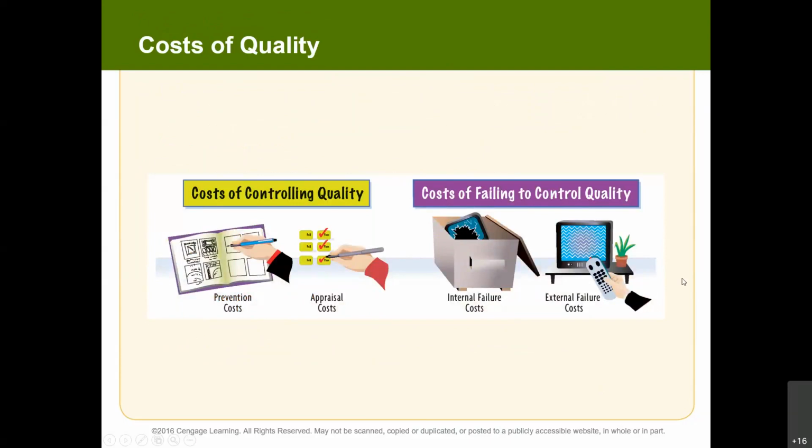So here's a nice visual representation of this. Cost for controlling quality. Again, prevention costs. How do we prevent failures from happening? Appraisal costs. This is kind of like our audit. And then costs of failing to control quality, external failure costs, and internal failure costs.